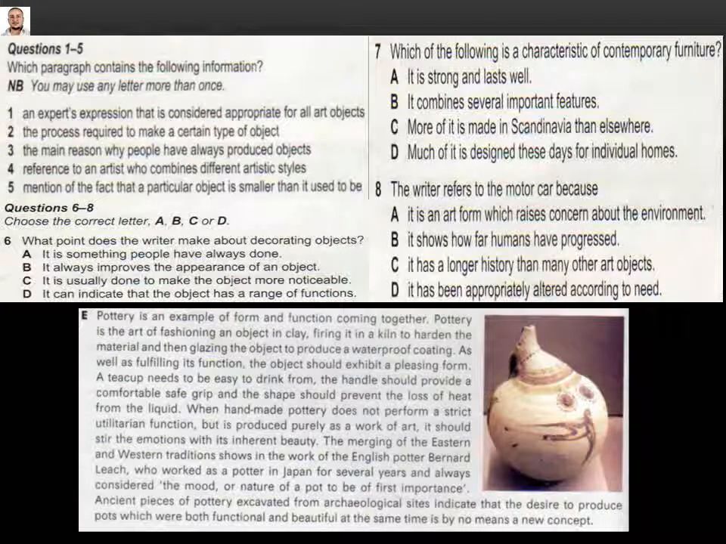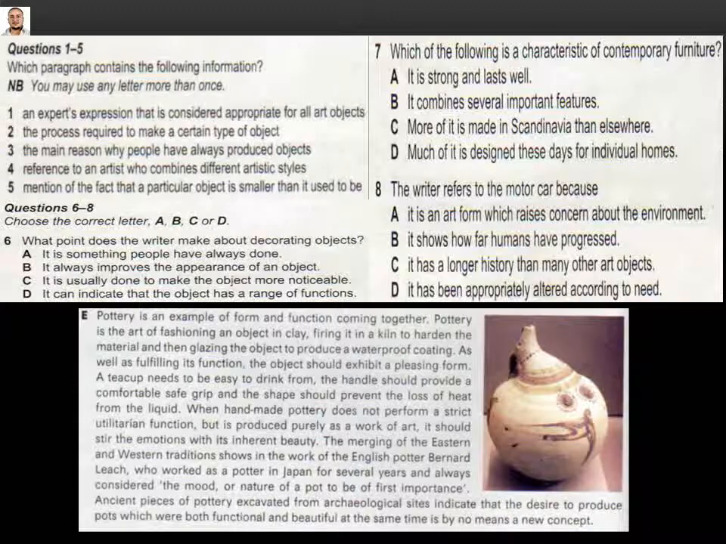Ancient pieces of pottery excavated from archaeological sites indicate that the desire to produce pots which were both functional and beautiful at the same time is by no means a new concept. Let's come to the choices. Number 1, we have already chosen it. Number 2, the process required to make a certain type of object. Yes, it talks about that.